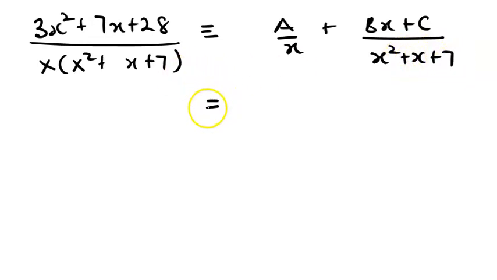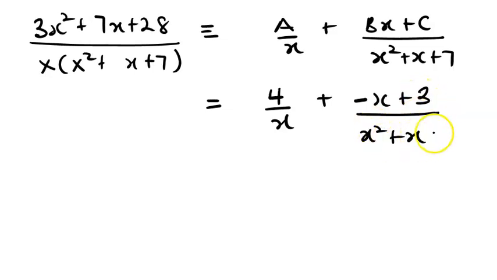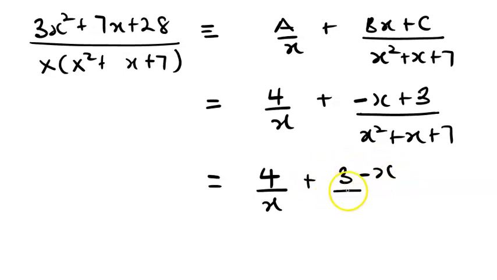We know the values. a is 4, so 4 over x, plus b is minus 1, so minus x, plus c is 3, over x squared plus x plus 7. So when we simplify further, we have 4 over x plus 3 minus x over x squared plus x plus 7. So that is the first part.